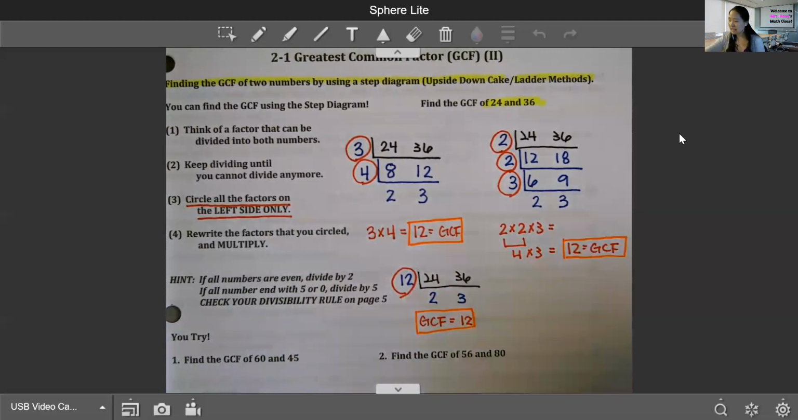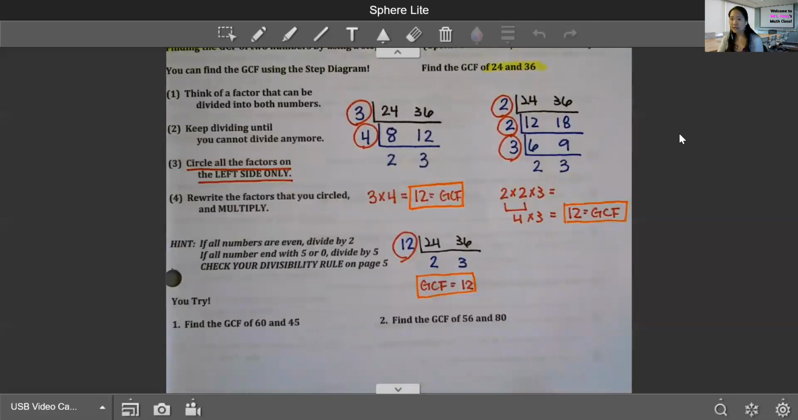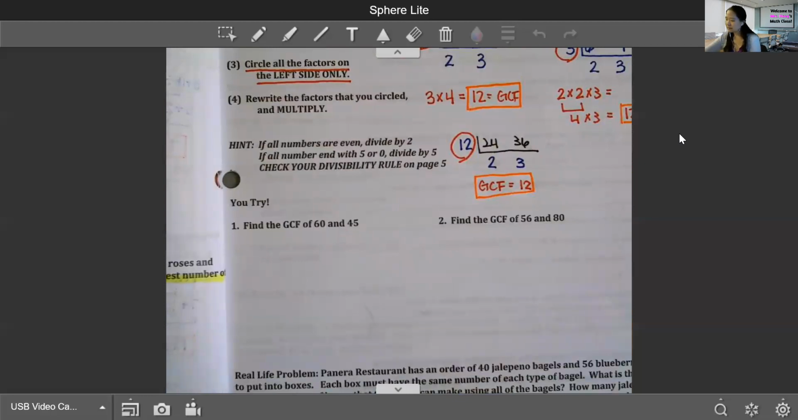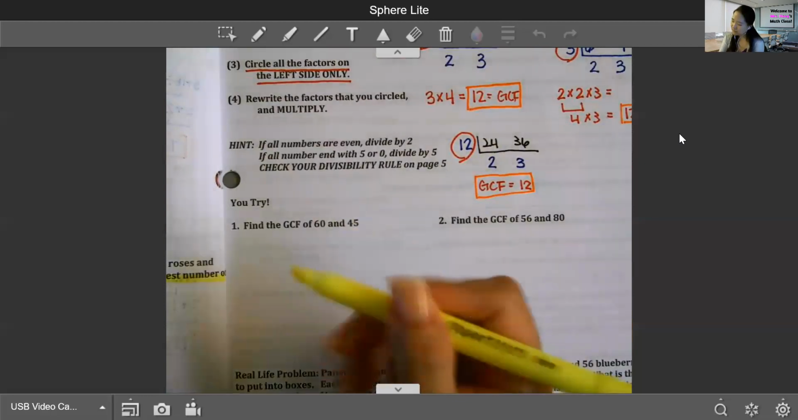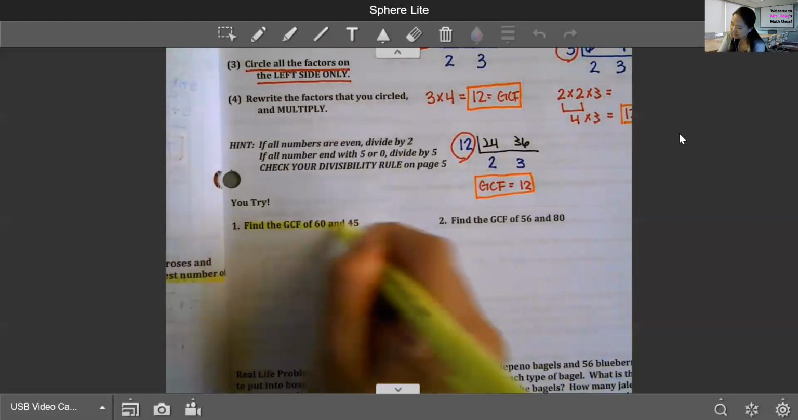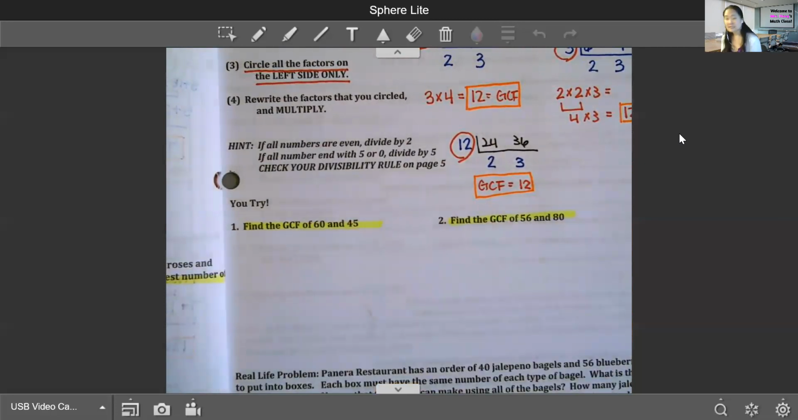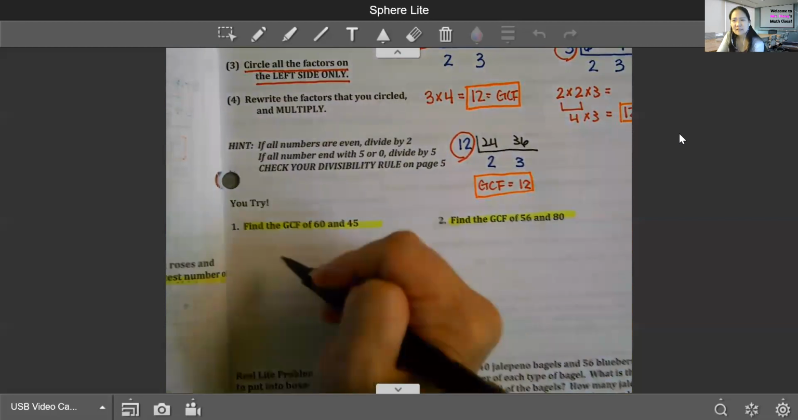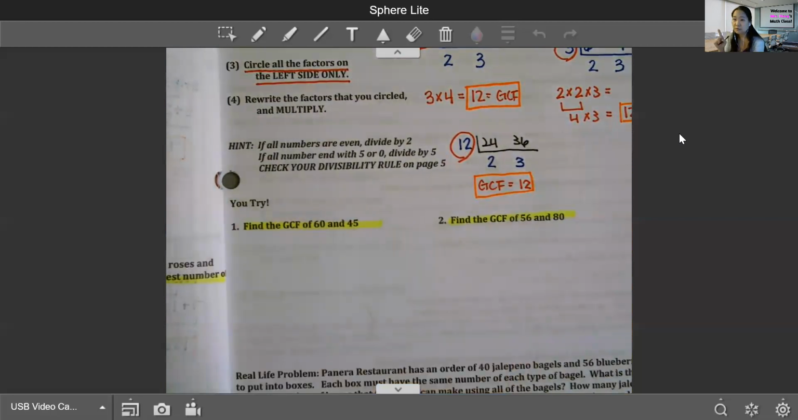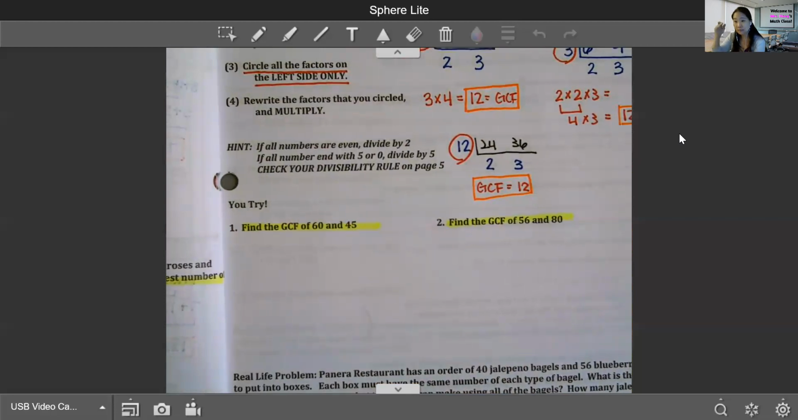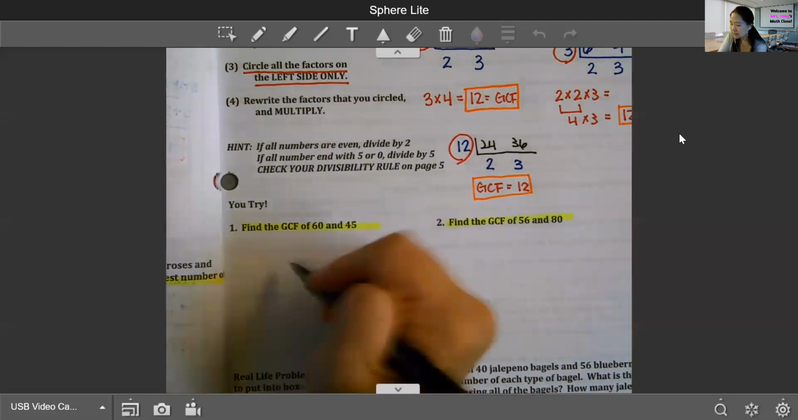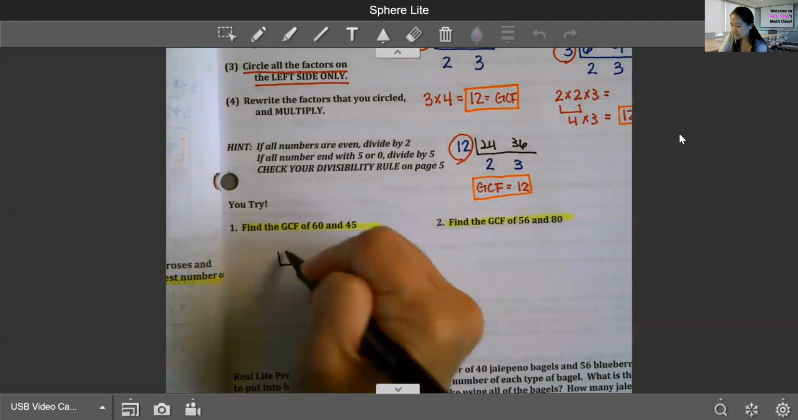Hopefully you understood that, and now I'm going to show you a couple other examples using the ladder method, okay? So here, I'm gonna find the greatest common factor of 60 and 45, and I'm going to find the greatest common factor of 56 and 80. I'm only going to do each once. However, just understand that you can divide using other common factors, and you'll end up with the same answer. 60 and 45.